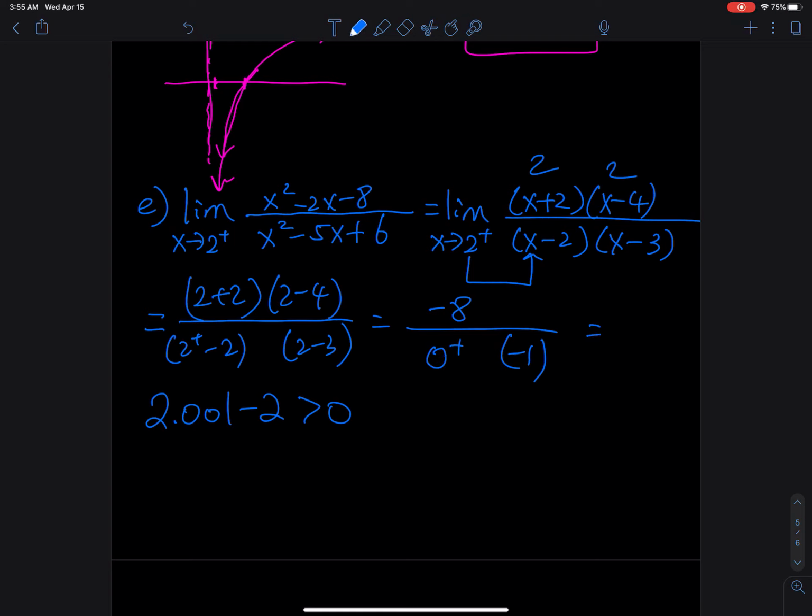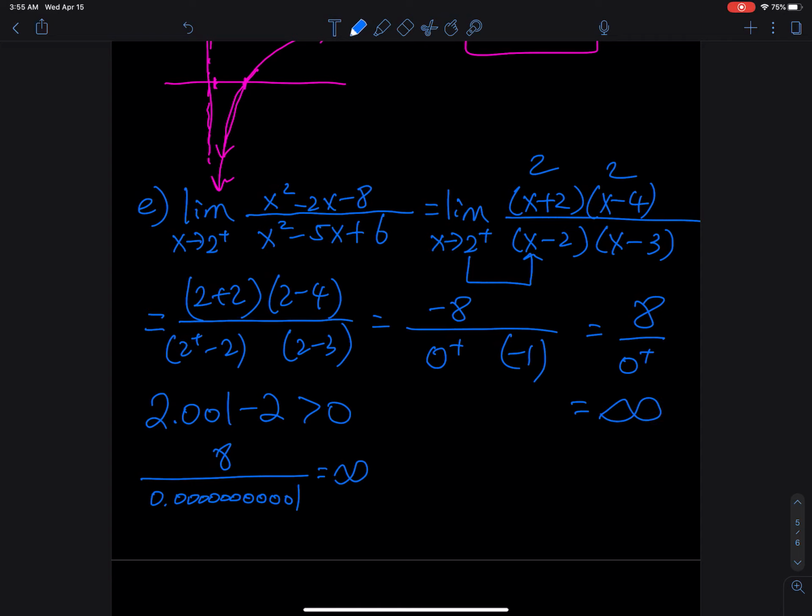And then you have 8 divided by 0 plus, right? So 8 divided by a 0 plus is 8 divided by this. Just put this in your calculator if you don't want to think about the math at all. This is positive infinity. So this equals positive infinity.